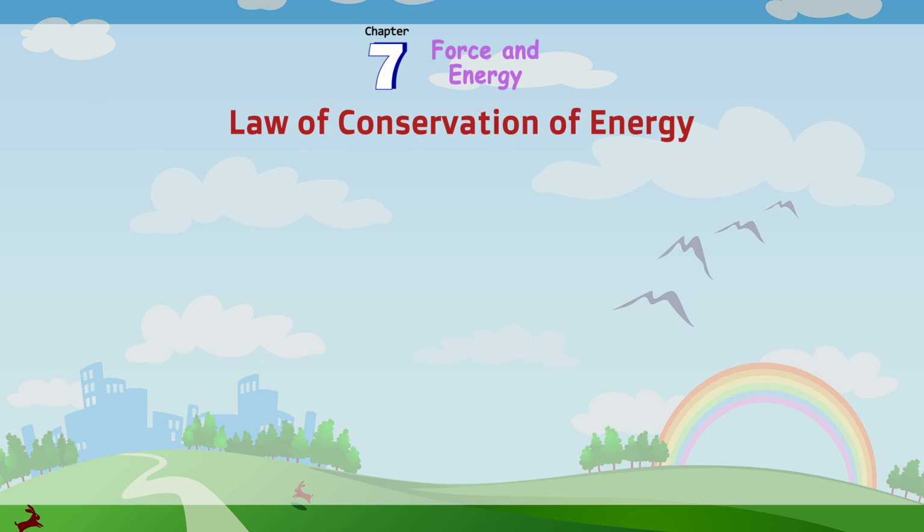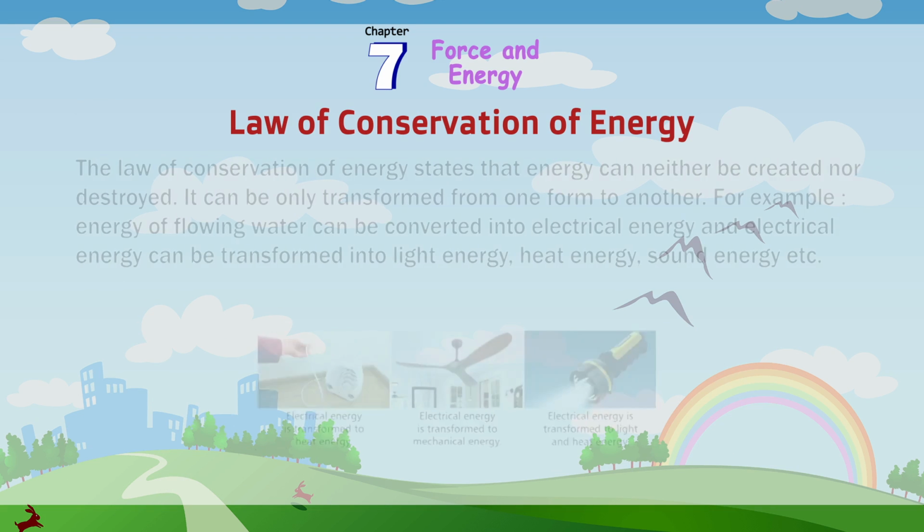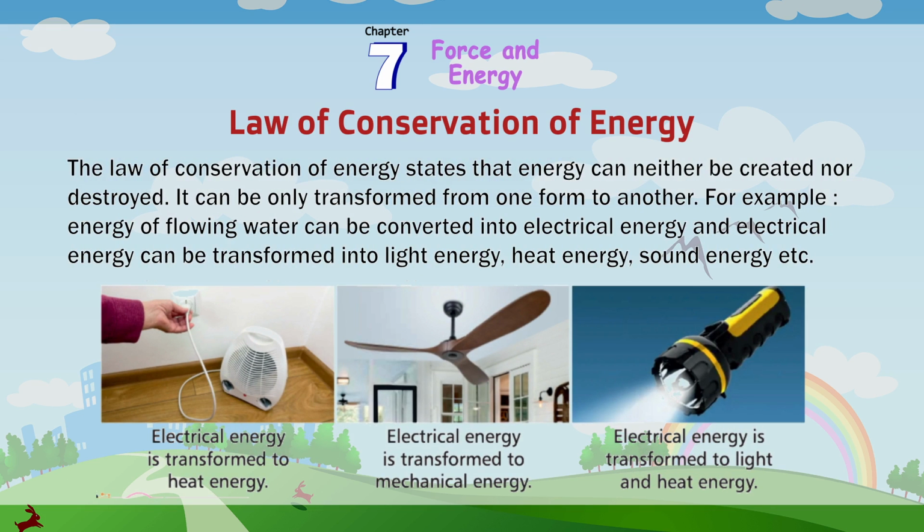Law of conservation of energy. The law of conservation of energy states that energy can neither be created nor destroyed. It can only be transformed from one form to another. For example, energy of flowing water can be converted into electrical energy, and electrical energy can be transformed into light energy, heat energy, sound energy, etc.